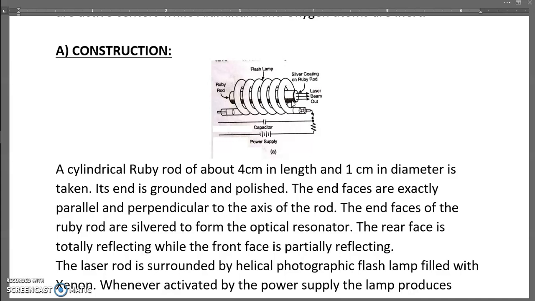The end faces of the ruby rod are silvered to form the optical resonator. Here, this face, that is the rear face, is totally reflecting, whereas the front face is partially reflecting, through which the laser beam comes out. Now, the laser rod is surrounded by a helical photographic flash lamp, which is filled with xenon. When activated by the power supply, the xenon lamp flashes white light.